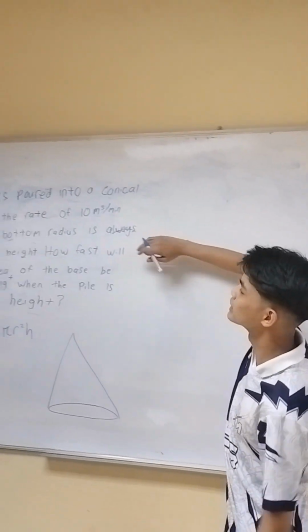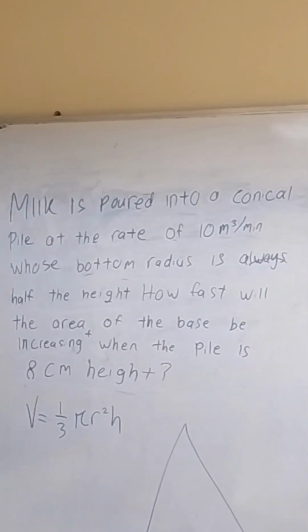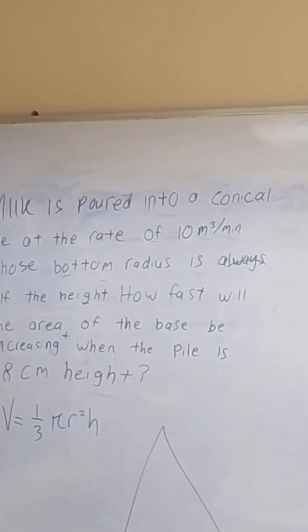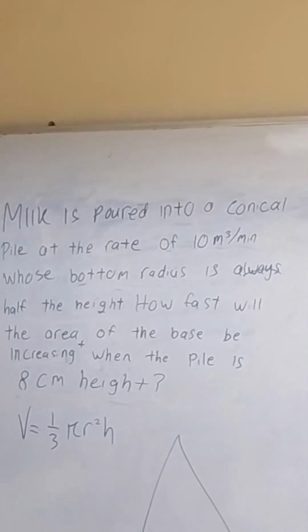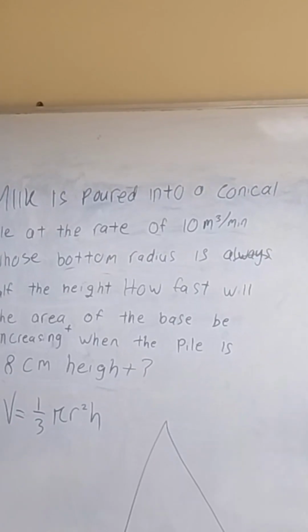Calculus 1, Chapter 3, Application of Differentiation, subtopic Rate of Change. Water is poured into a conical pipe at the rate of 10 meter cube per minute. The radius is always half the height. How fast will the area of the base be increasing when the pipe is 8 cm high? The volume for a conical pipe is 1/3 pi r squared h.